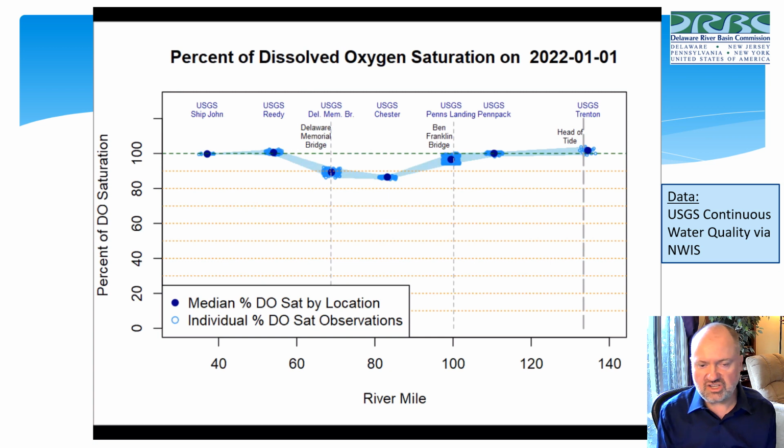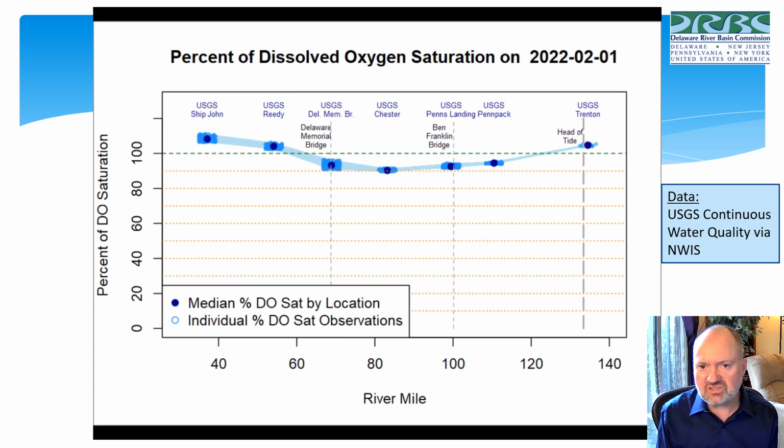In addition to DO in milligrams per liter, we look at the percent of dissolved oxygen saturation. So again, these are the same USGS locations. Not all of the USGS water quality meters report out percent of saturation, so we convert the concentration data to percent sat and plot that. And the dark point there, the dark blue dot, is the median value for the day, and the smaller, lighter dots are the individual observations of DO saturation.